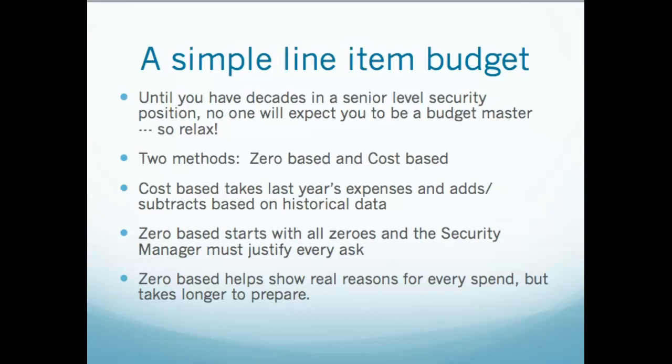Now, zero-based is just taking that line item and putting, I need two-way radios. What do two-way radios cost? And what would I expect to spend on those? You're not taking any of the history into account, right? You do this sometimes with new things that you add to your budget.